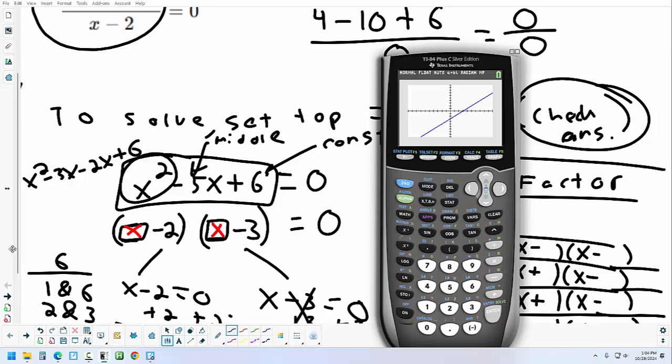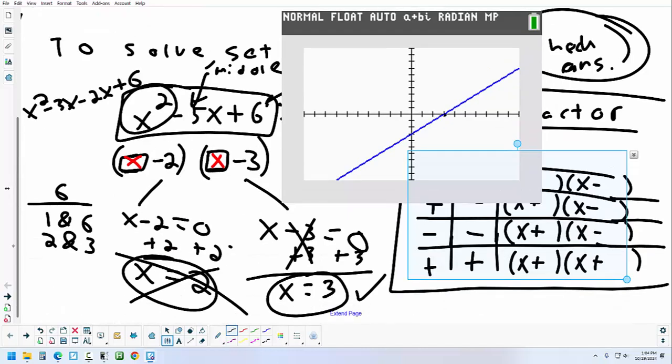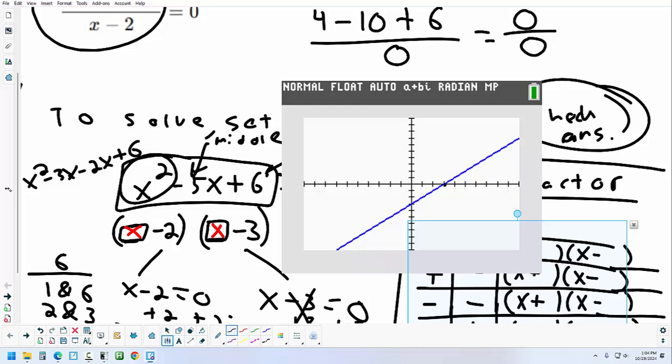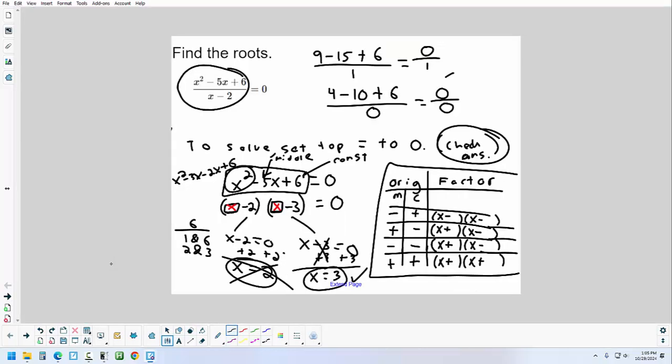Okay. And where does it look like it crosses the x-axis? 3. That's exactly the number we just found. The other number that we found that didn't work was 2. Does it look like it crosses the x-axis at 2? No, because it doesn't work. So 3 is the correct answer. Let me zoom out so anyone watching the video can see the whole thing. Any questions on that one? Okay, so that's finding roots.